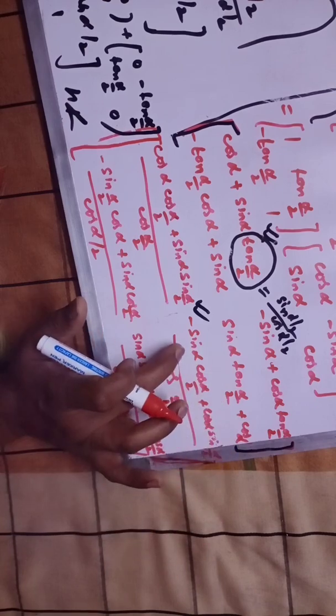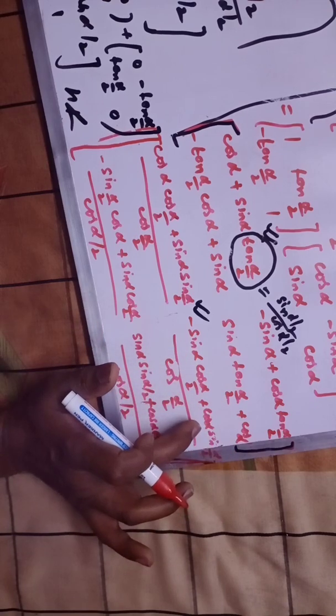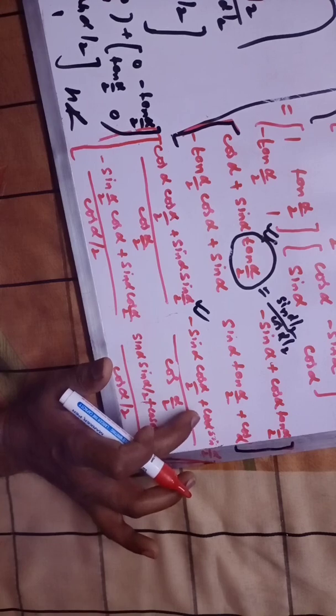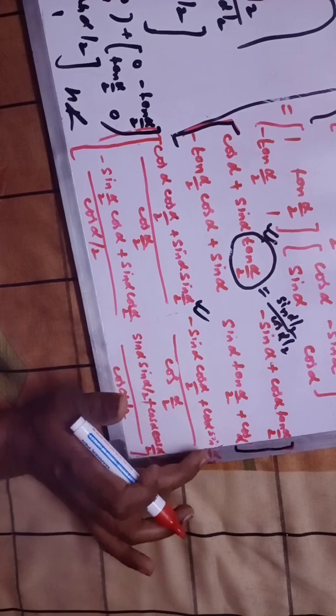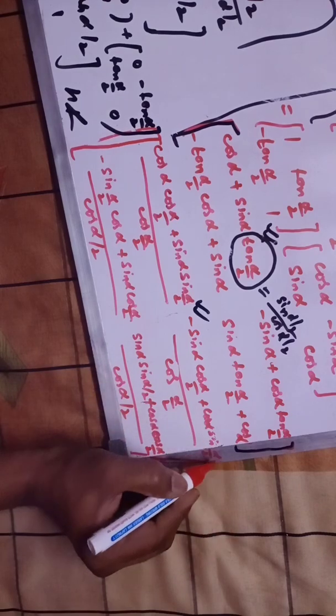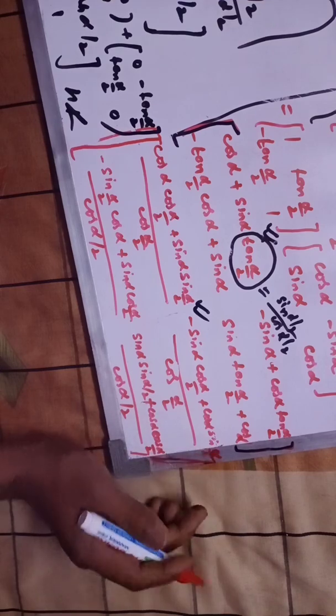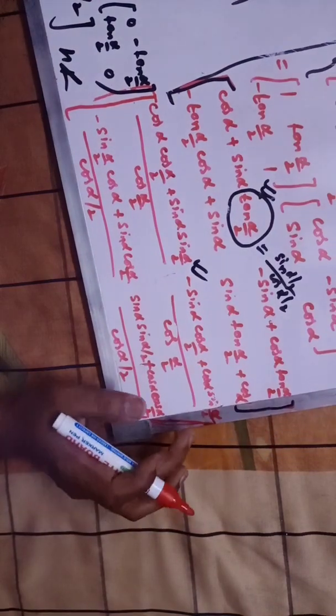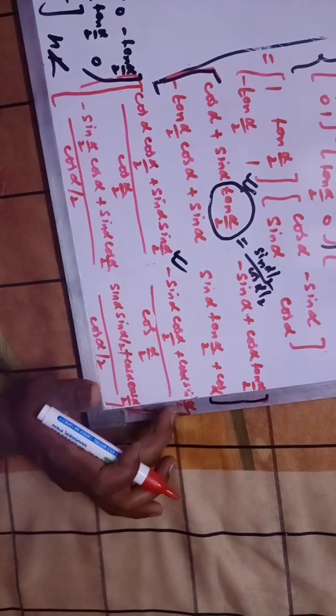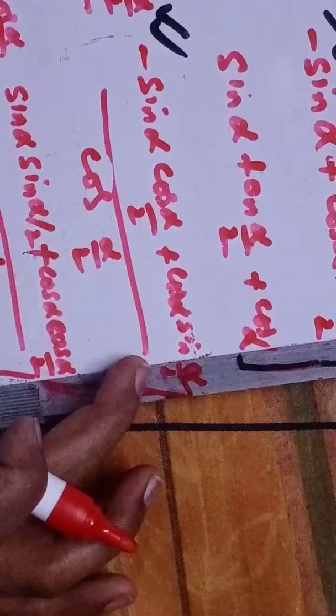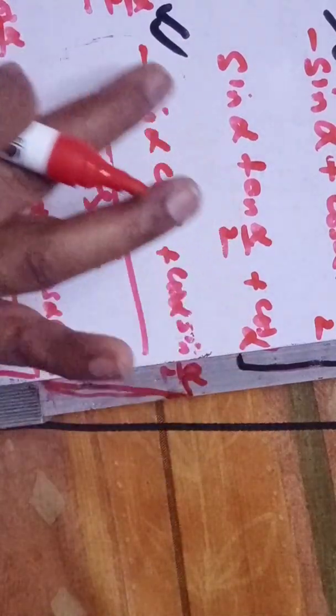I'm writing this step first. cos alpha, sin alpha by 2. This is alpha by 2. This is sin alpha by 2. Fine. Here it is. This is sin alpha by 2, and this is this whole term.